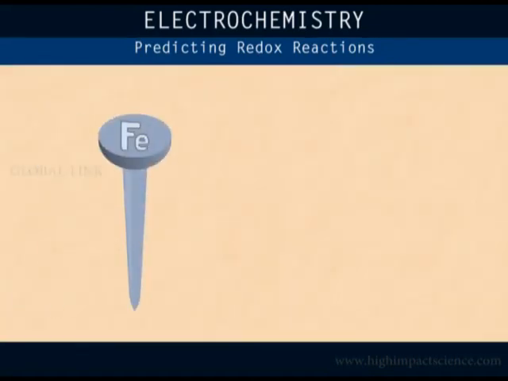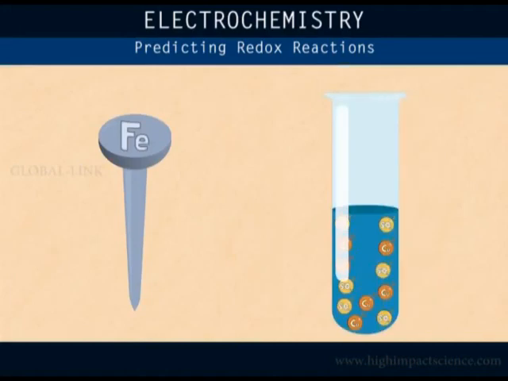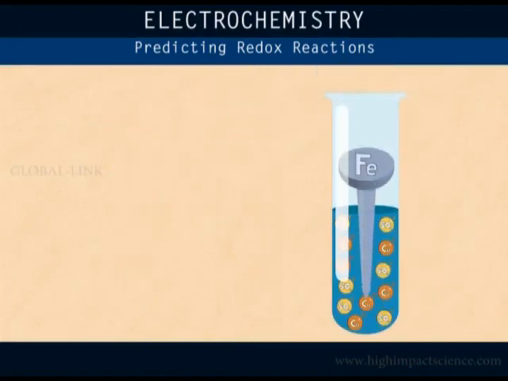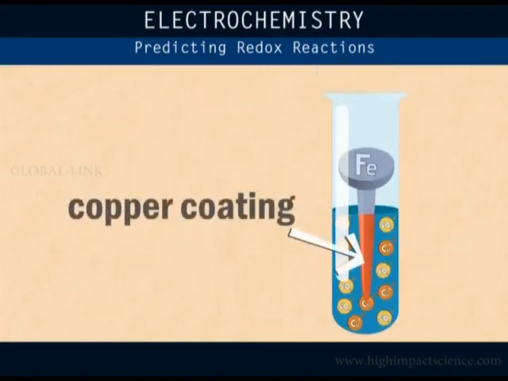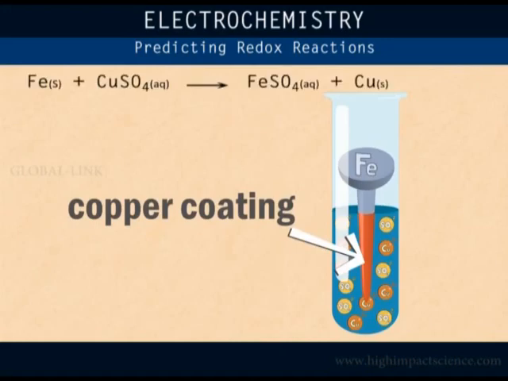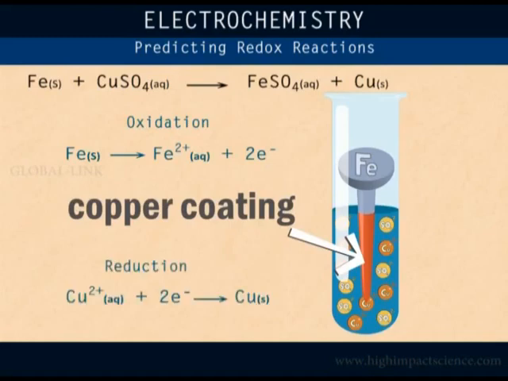Consider when an iron nail is placed in a solution of copper 2 sulfate. A brown coating of copper is observed. Iron is more reactive than copper, so iron displaces copper from its solution. So a redox reaction takes place. Iron is oxidized to iron 2 ions, and copper 2 ions are reduced to copper atoms.